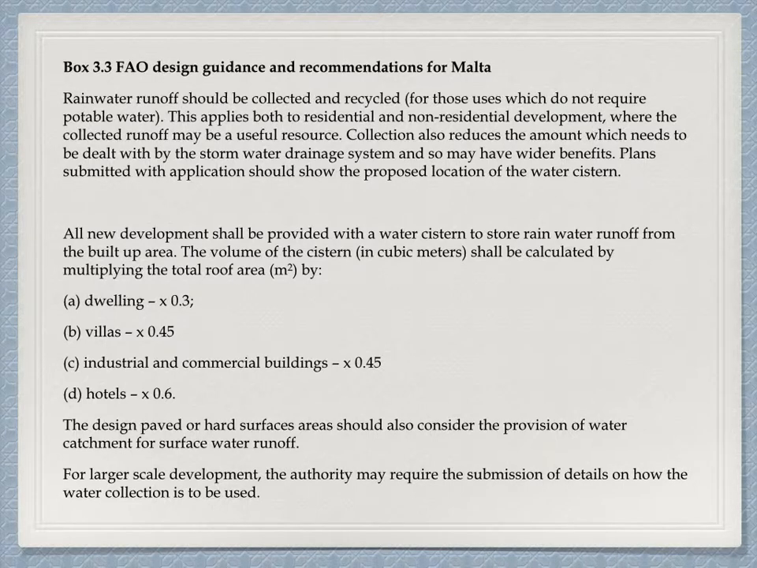The FAO design guidance and recommendations for Malta fall into several different categories. One particular example for engineering analysis is that all new development shall be provided with a water cistern to store water runoff in built-up areas. The volume of the cistern in cubic meters shall be calculated by multiplying the total roof area in square meters by 0.3 for dwellings, 0.45 for villas, 0.45 for industrial and community buildings, and 0.6 for hotels. Thus, the amount of consumption and storage is going to be proportional to the type of unit for which that building is designed.